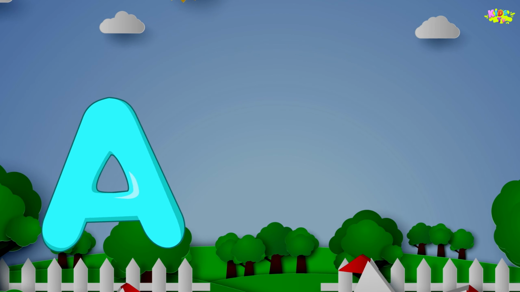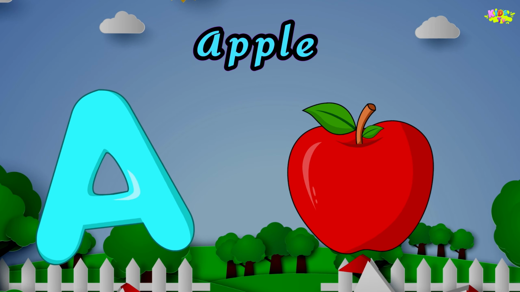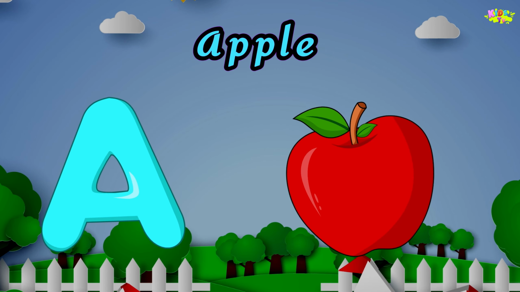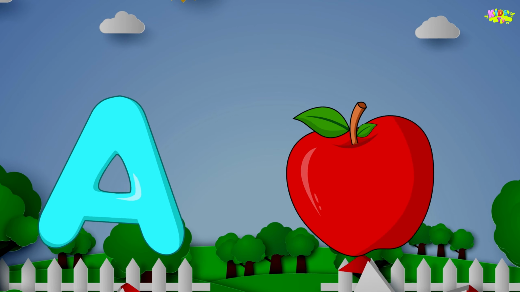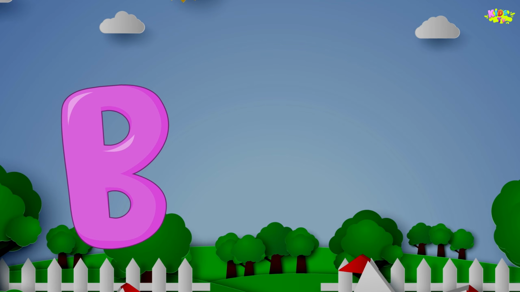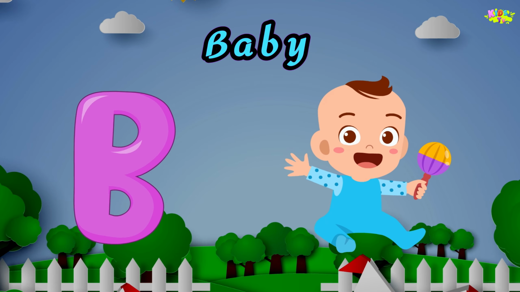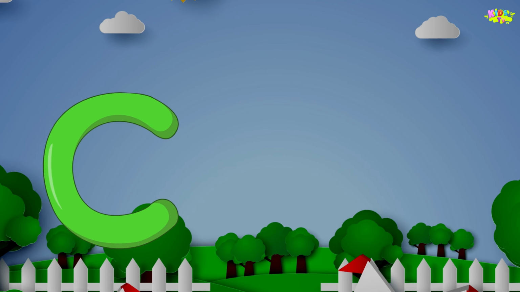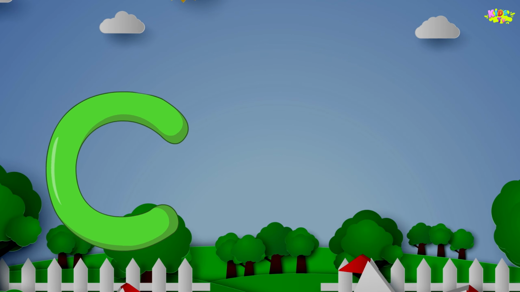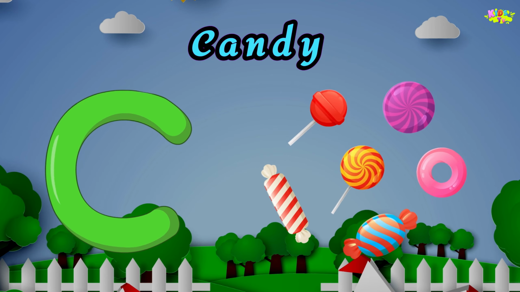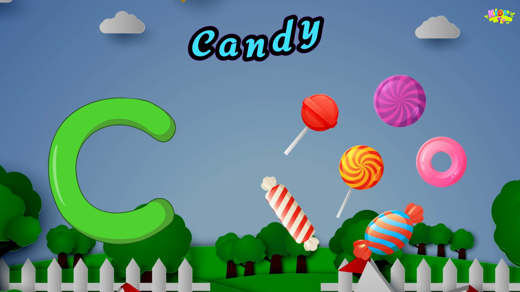A is for apple, a, a, apple, a, apple. B is for baby, ba, ba, baby, B, baby. C is for candy, c, c, candy, C, candy.